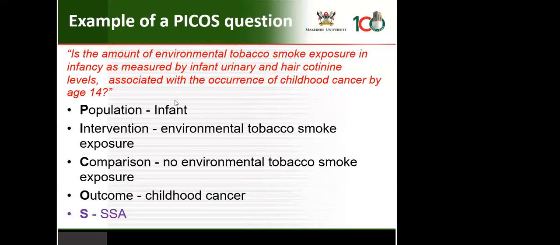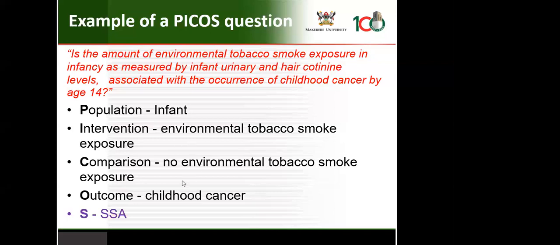So our population here is infants. The intervention is environmental tobacco smoke exposure, and it is being compared with no environmental tobacco smoke exposure. The outcome is childhood cancer.